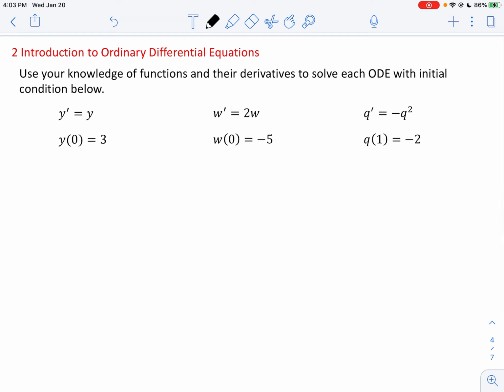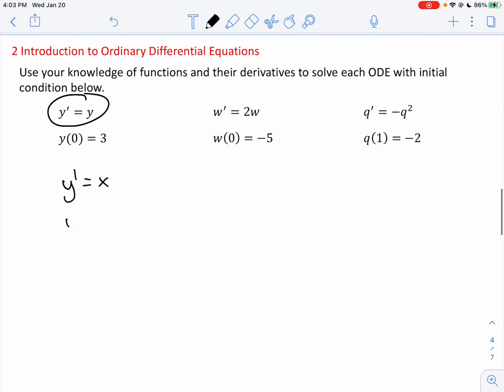All right, next slide. Use your knowledge of functions and their derivatives to solve each ODE with initial condition below. So if this had been y prime equals x, this would not have been challenging, because we would have simply said, oh, then therefore y is 1/2 of x squared plus c, and then I would have found out what c was using this initial condition, just like we did on our very first slide. But it's not y prime equals x, it's y prime equals y.